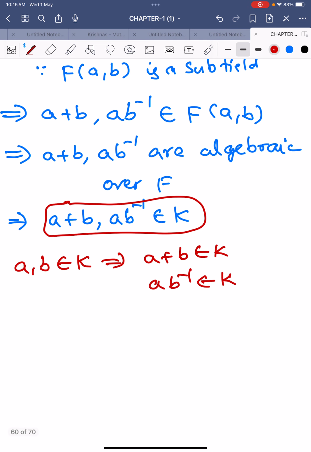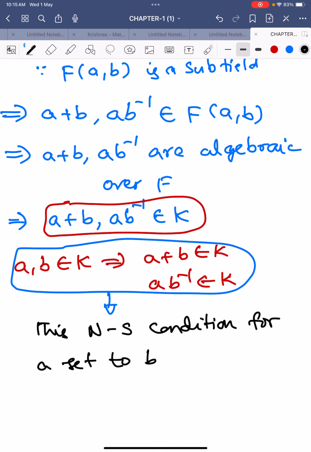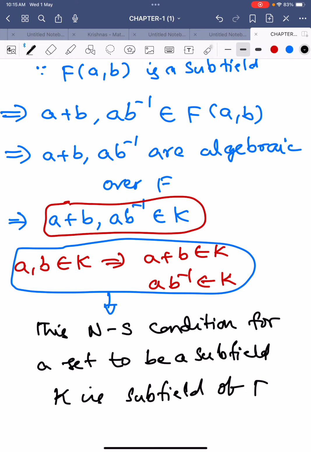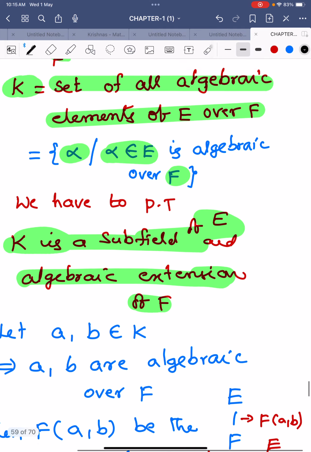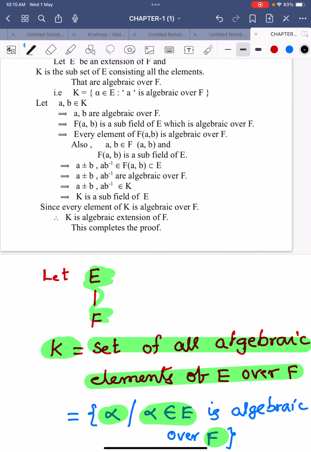This is the necessary and sufficient condition for a set to be a subfield. Therefore, K is a subfield of E, as well as it is algebraic over F. This completes the proof of our theorem.